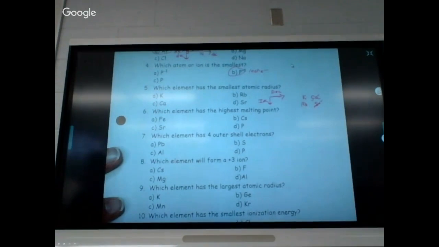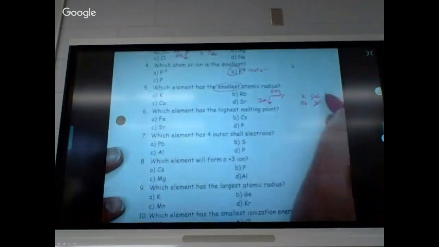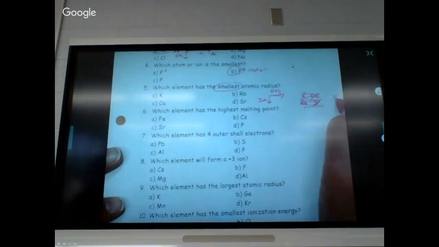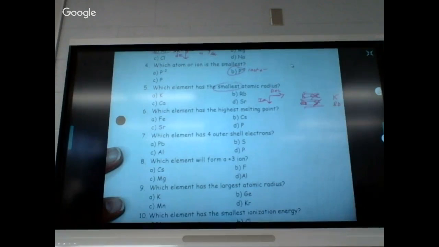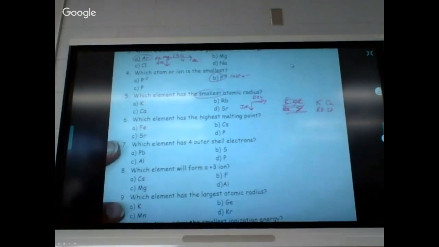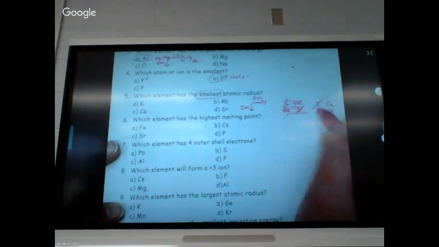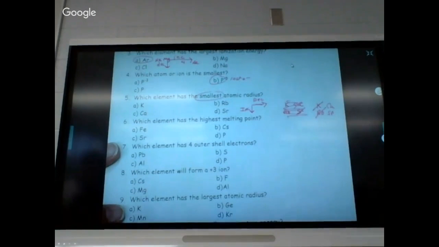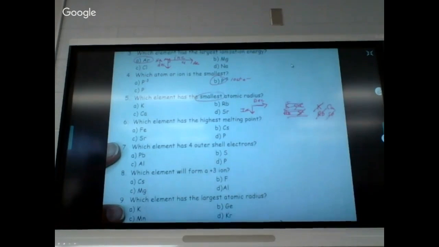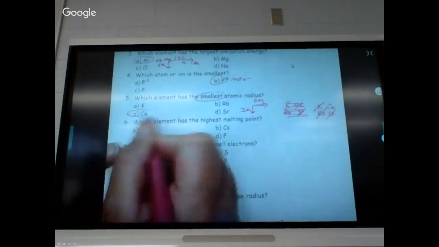Oh, smallest. Sorry, I read it wrong. We're doing smallest. So scratch that. As we go across, they get smaller. So let me redo that. So K and Rb, Ca and Sr. So I said smaller. So as we go across, they get smaller. So that means the bigger ones are out. And so as we go down, they get bigger. So that means Sr is out. So smallest will be Ca.